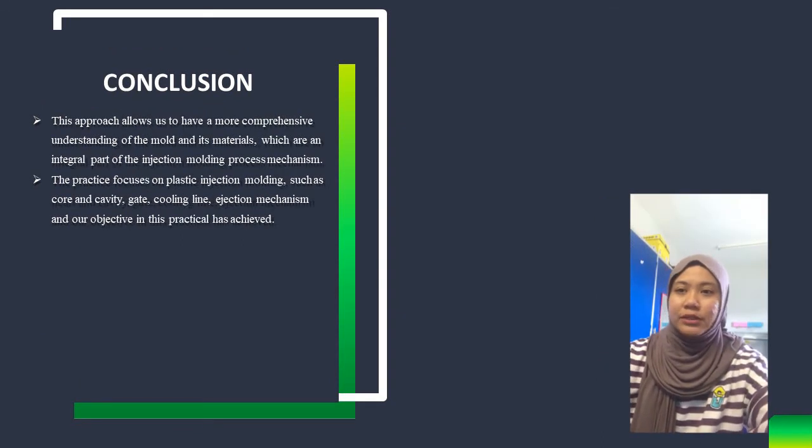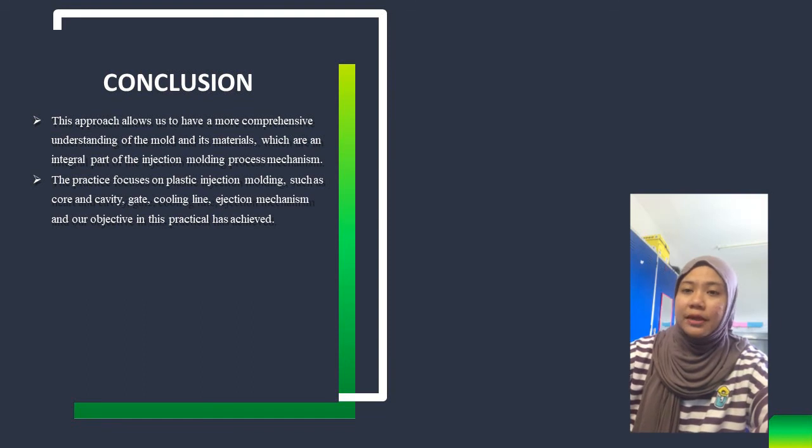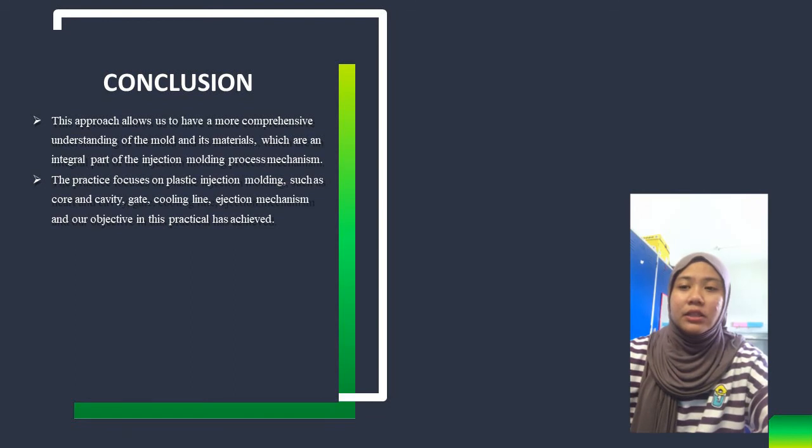As a conclusion, our objective in the practical has been achieved. This approach allows us to have a more comprehensive understanding of the mold and its material, which are an integral part of the injection molding process mechanism. The practice focuses on plastic injection molding such as the core and cavity, gating system, cooling system, and ejection mechanism.